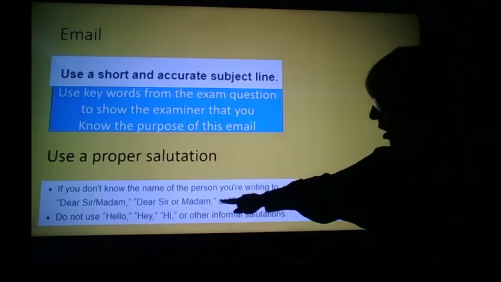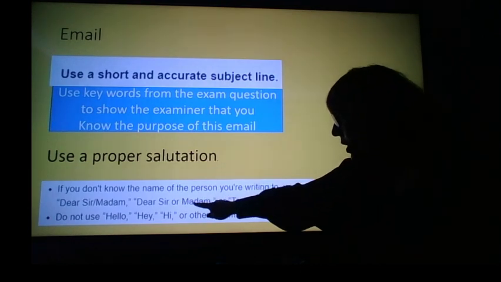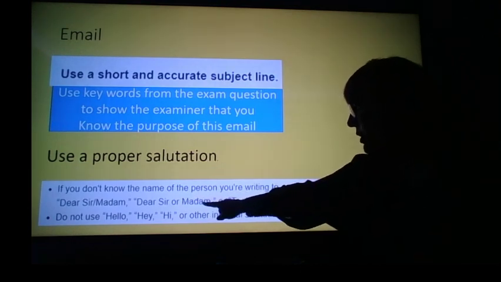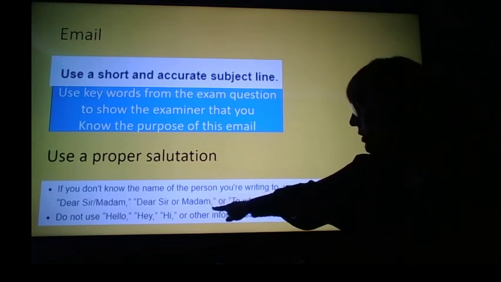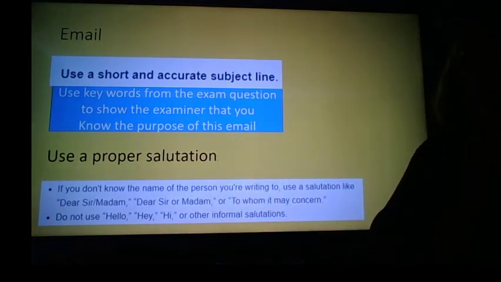And also, after the name, whether you write Dear Sir or Madam, or Dear Jane, or Hello Jane, you need to have a comma, and your examiner at Functional Skills is going to be looking for that comma.